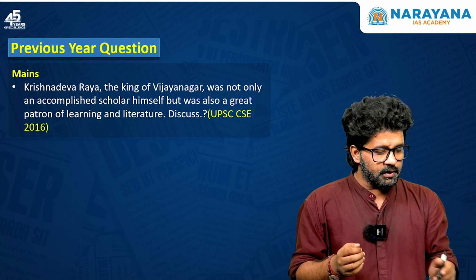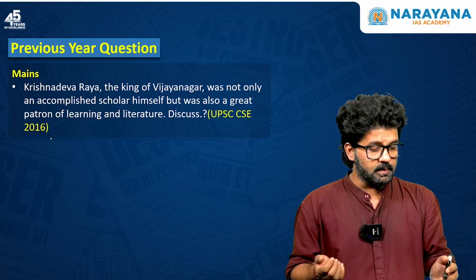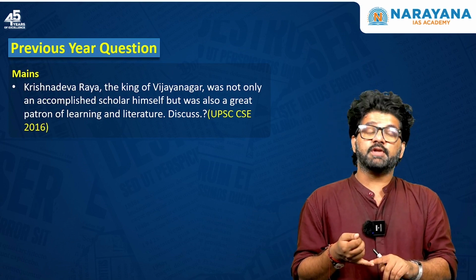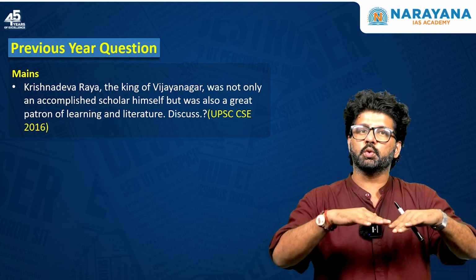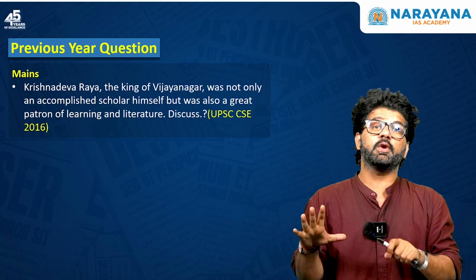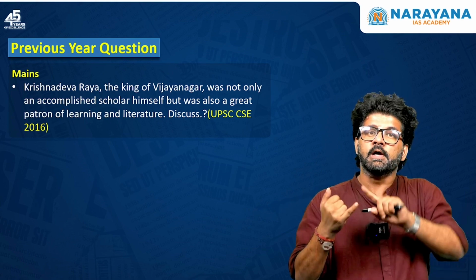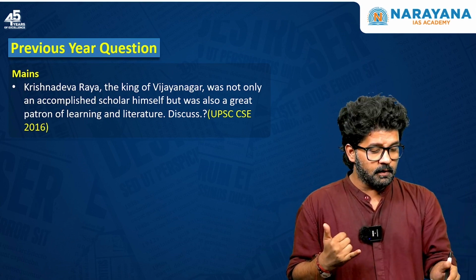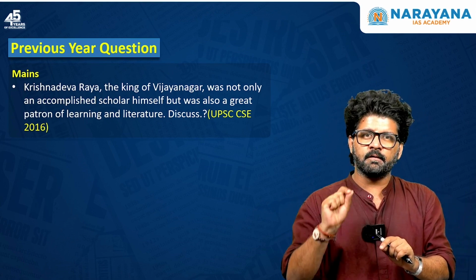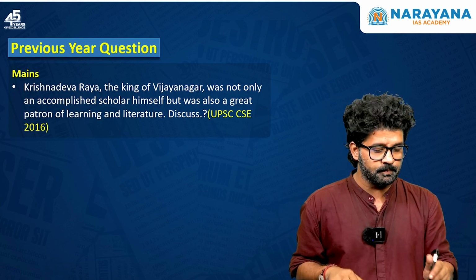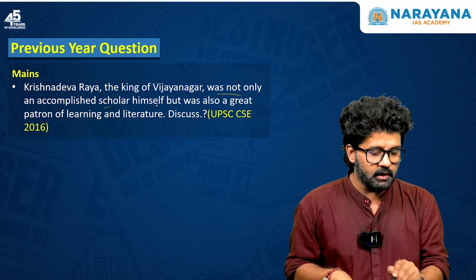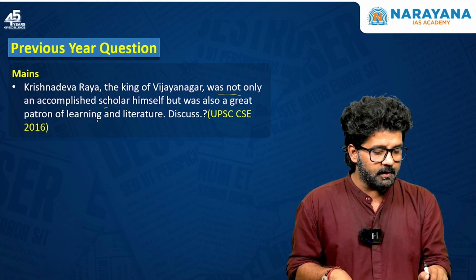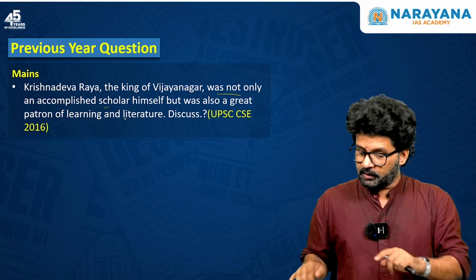Krishna Dev Roy, in UPSC 2016, a mains question was related to Krishna Dev Roy. And in the Vijayanagar Empire, there are different dynasties: Sangam, Saluva, Tuluva, Aravidu. We should know about these dynasties, and we should also know which of these four dynasties Krishna Dev Roy belonged to. Krishna Dev Roy, king of Vijayanagar, was not only an accomplished scholar himself, but also a great patron of learning and literature, and you have to discuss this.